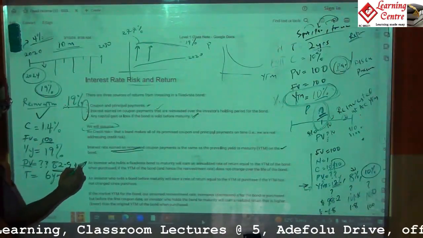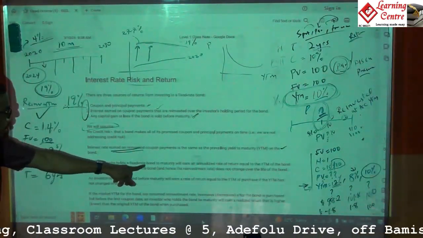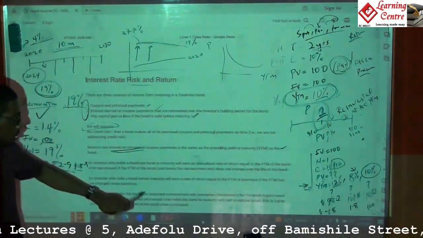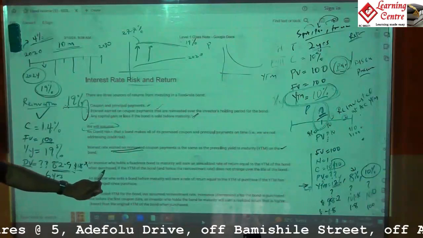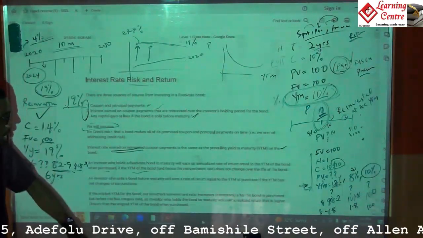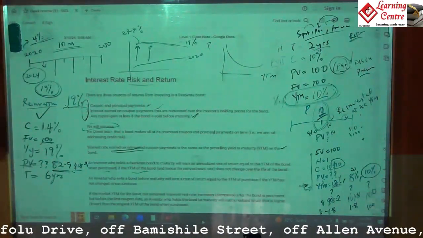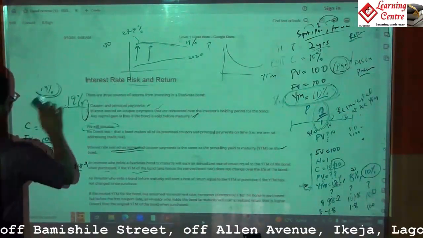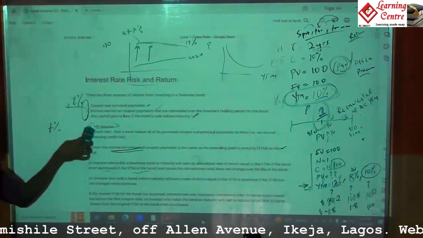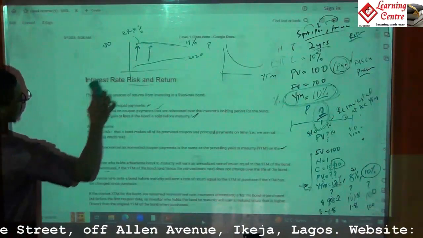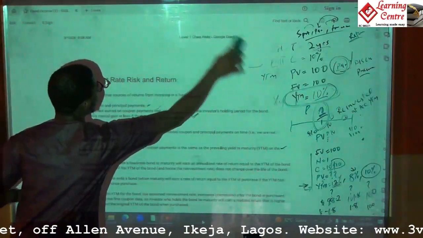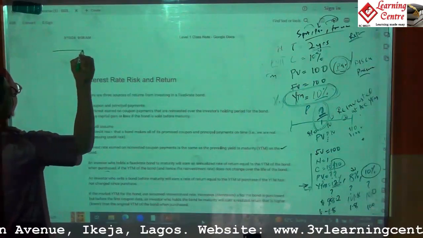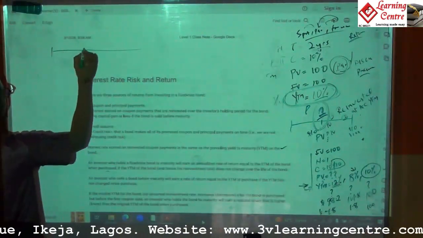Okay, so let us look at this scenario. An investor who holds a fixed rate bond to maturity will realize a rate of return equal to the yield when purchased, if the yield on the bond does not change over the life. So I want us to make this as practical as possible. So I'm asking one question. I just want to emphasize.